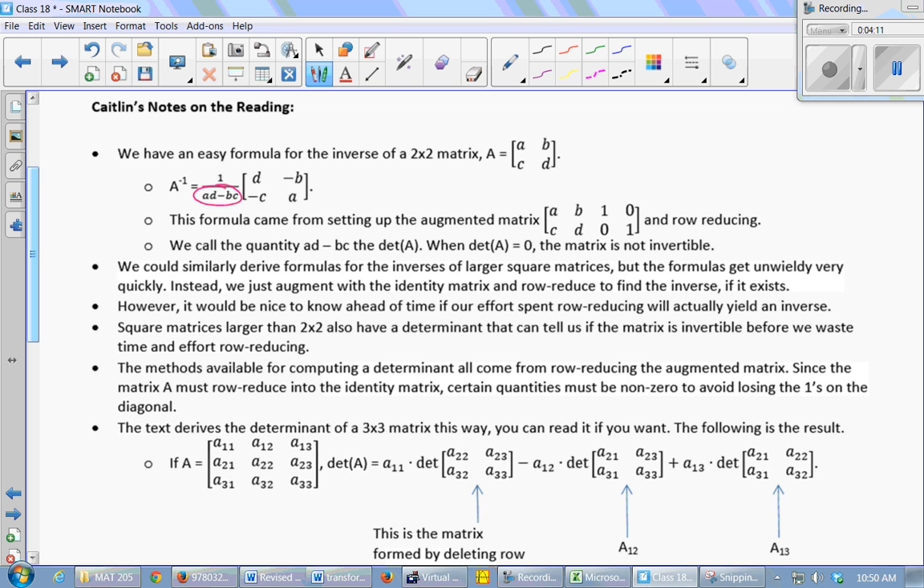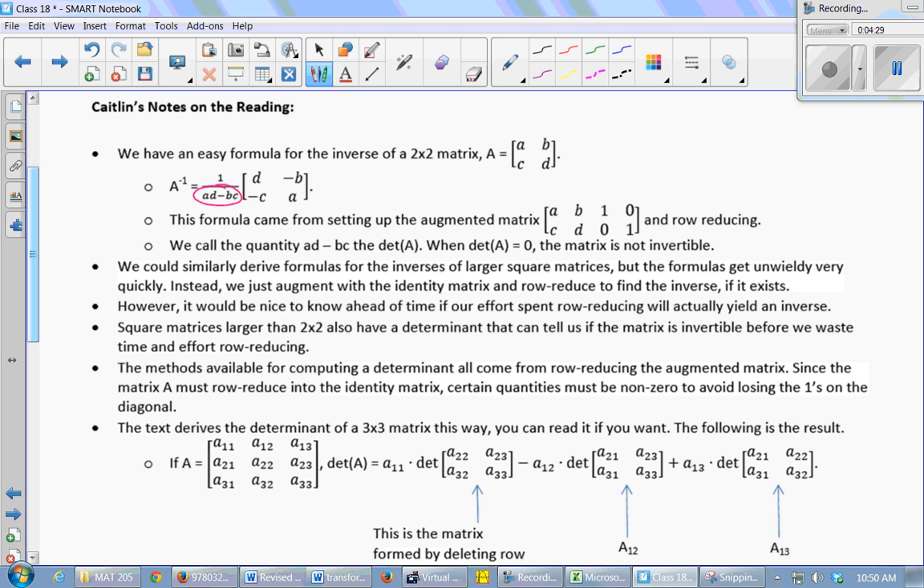Square matrices larger than 2 by 2 also have a determinant. It tells us if the matrix is invertible before we waste time and effort row reducing. And it's the same rule. When the determinant is 0, there's no inverse.